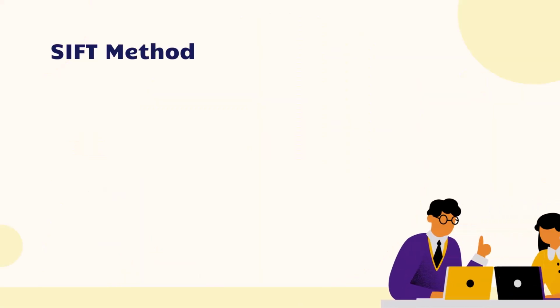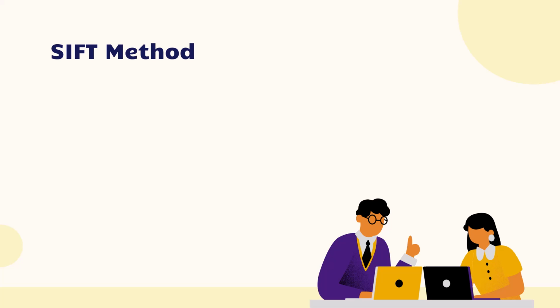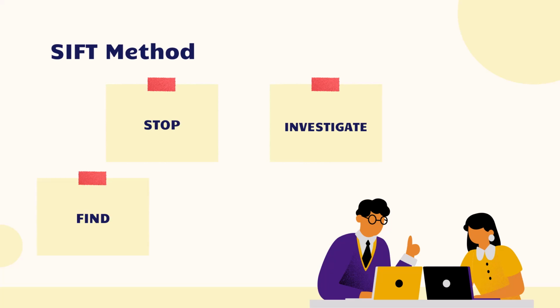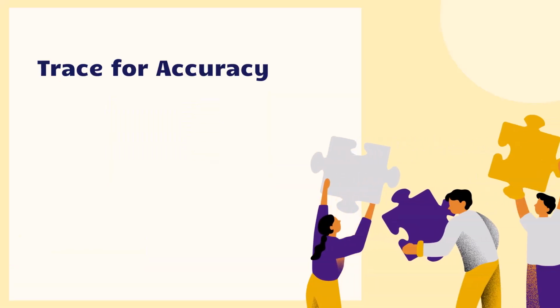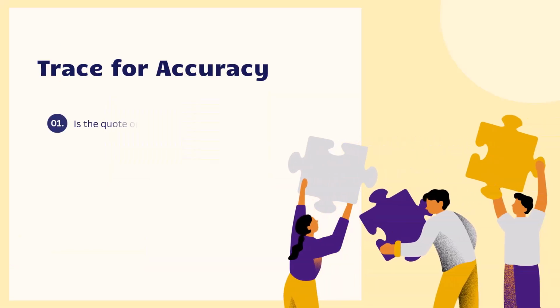One such method is the SIFT method by Mike Caulfield. SIFT stands for Stop, Investigate the Source, Find Better Coverage, Trace claims, quotes, and media to the original context. The idea of tracing claims, quotes, and media to the original context is especially important when evaluating online sources. Words, media, and images are sometimes taken out of context, and contextual or clarifying information can be easily left out by editing or cropping, either accidentally or on purpose.